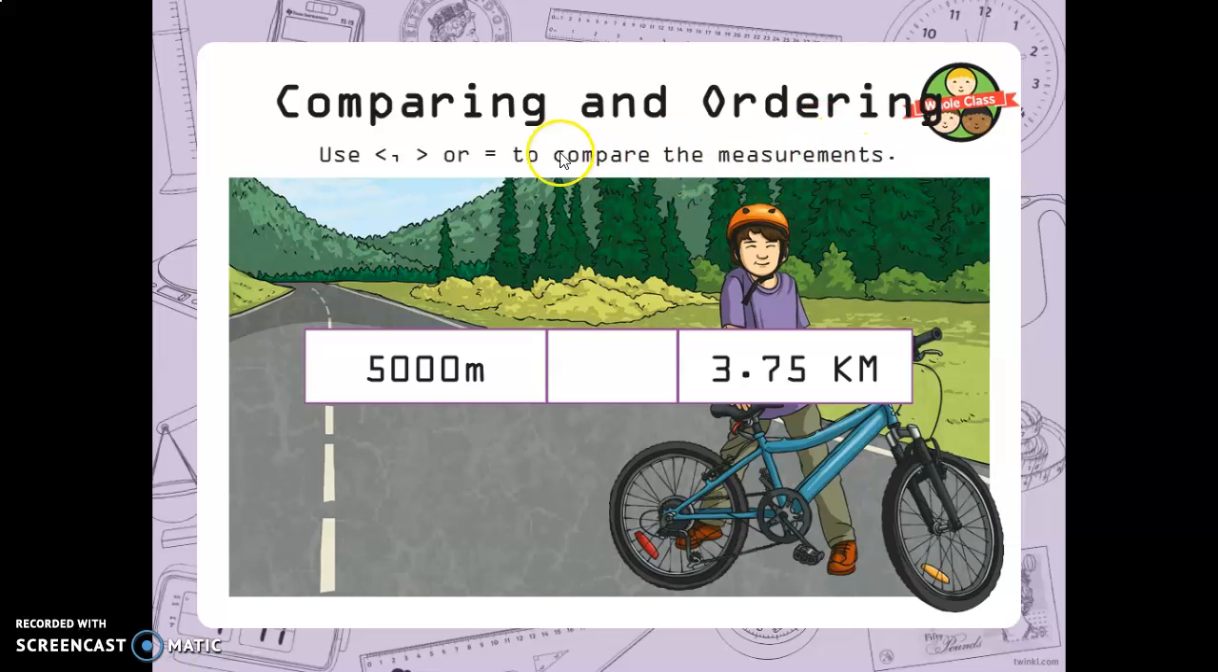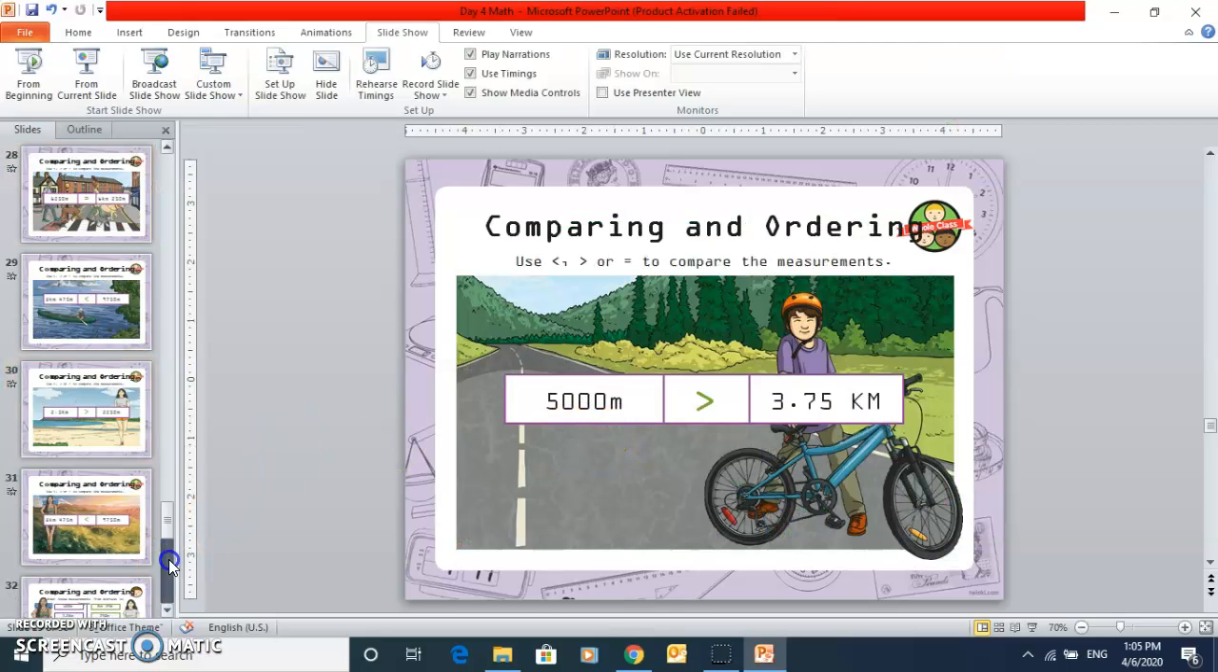Comparing and ordering. So in this, you would need to use greater than or smaller than sign to compare the measurements. So what do you think? Is 5,000 meters more or 3.75 kilometers more? Let's make them the same unit first, so that we can compare them. So 5,000 meters is the same as 5 kilometers. So is 5 kilometers more or 3.75 kilometers more? 5 is more, so this is the sign I'm going to use. And again, I'm going to let you go through the rest at your own pace.